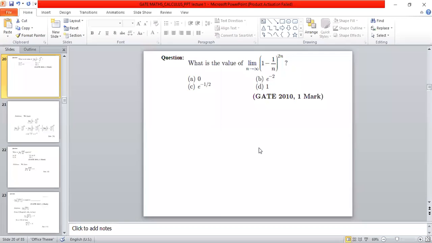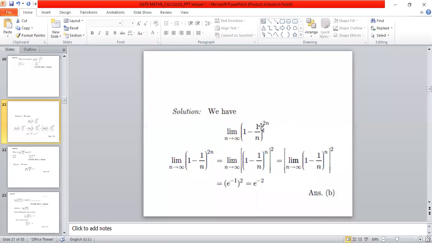Who else is solving? Please tell me the answer. Are you there, people? Please solve it. Use your notebook and pen, solve it and tell me the answer. E raised to minus 2. Okay, Prerna. Next. Anyone else want to tell me the answer? Okay, we'll go to the answer.